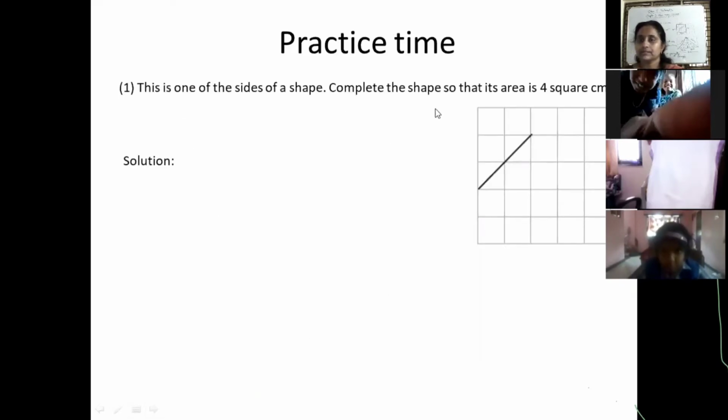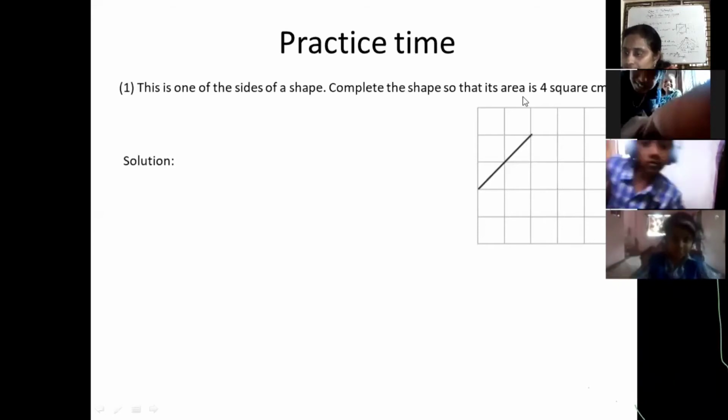Now, see this, ma. This is one side of a shape. This is one side of a shape. Complete the shape so that its area is 4 square centimeters. Can anyone do, ma? Can anyone do? Do it, Samhita. Yes, teacher.